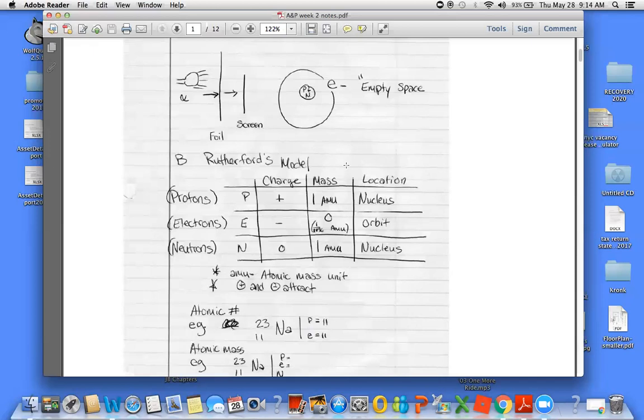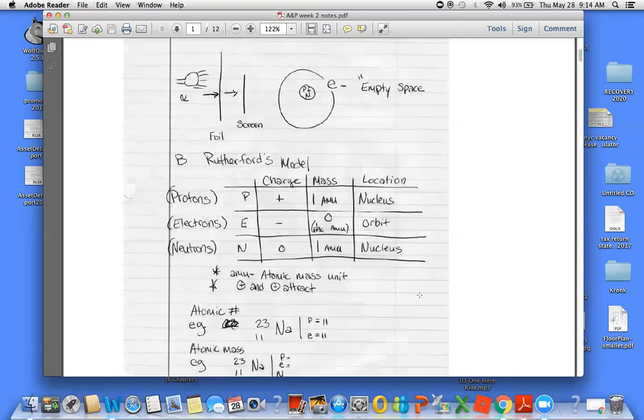Protons and neutrons both have 1 atomic mass unit of mass. Electrons have no mass. Now, obviously, nothing has no mass. It has 1/1836 of an AMU. So we say that the mass is negligible, or very little, right? And again, the location: protons and neutrons are in the nucleus, and the orbit has the electrons.